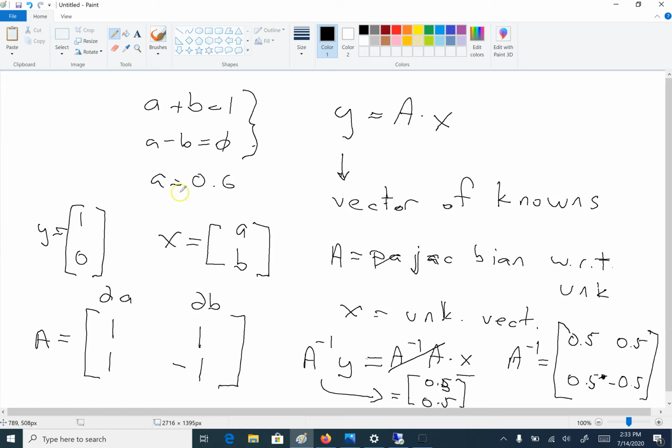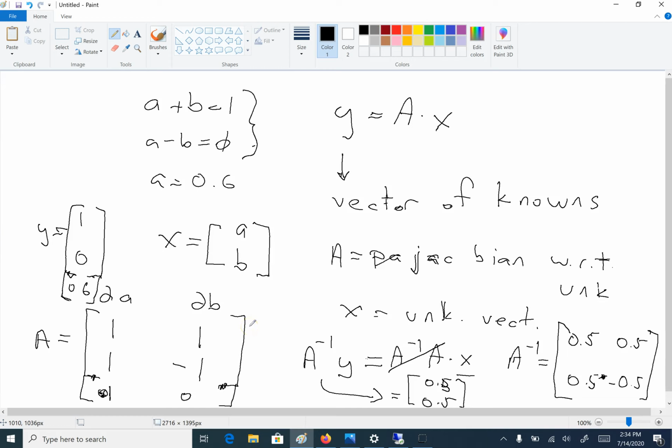However, what happens if we have a third equation? We can still set it up this way. 1, 0, and 0.6 is going to be our third value. Our unknowns are still A, B, and our Jacobian is going to be 1 and then 0. Add a third row.